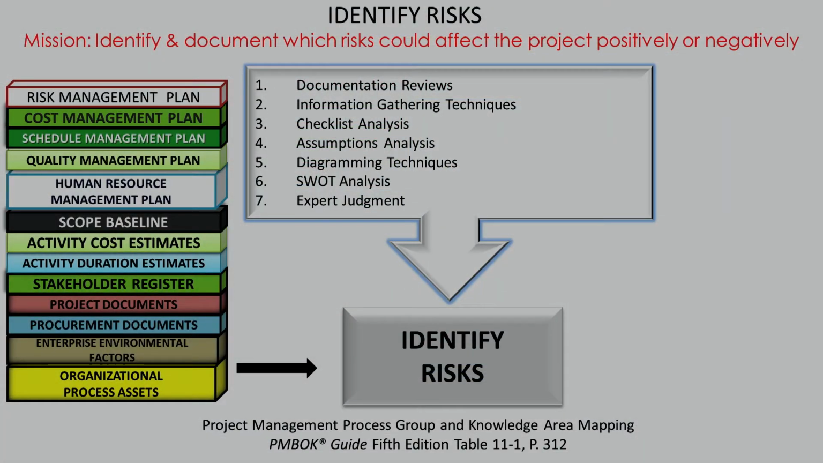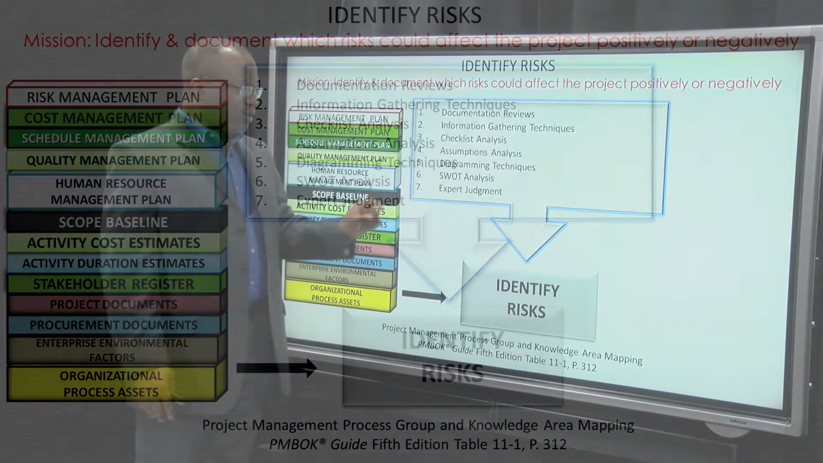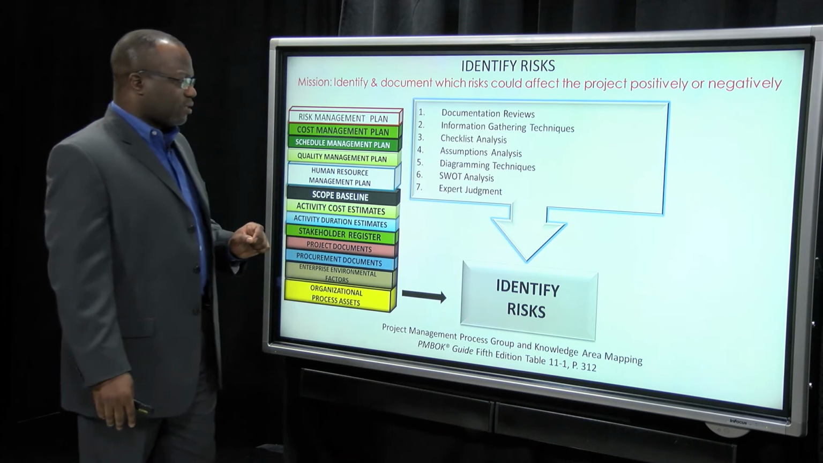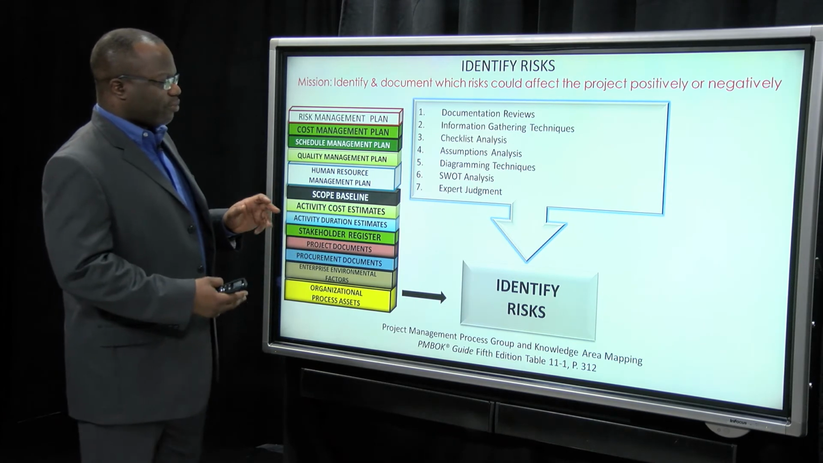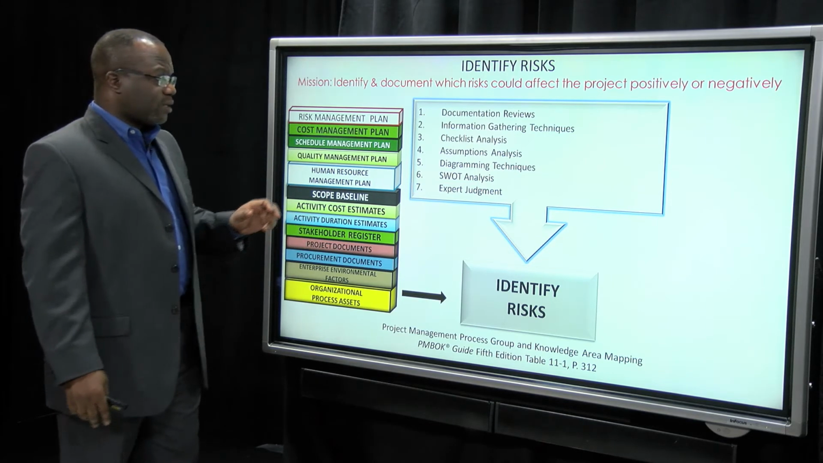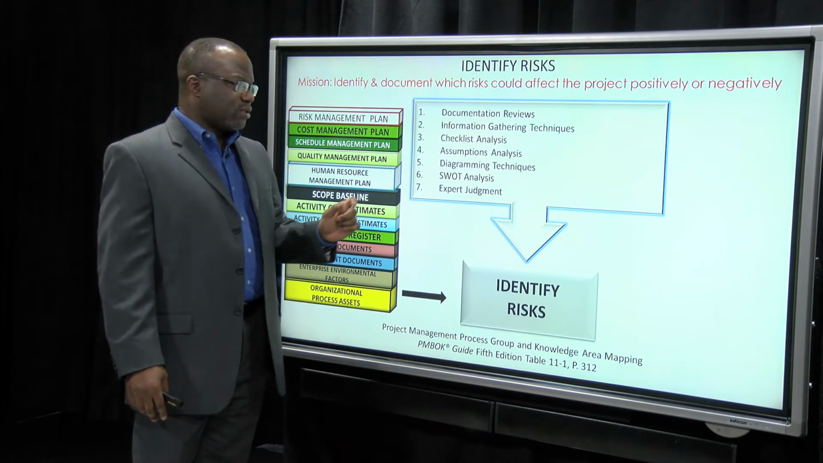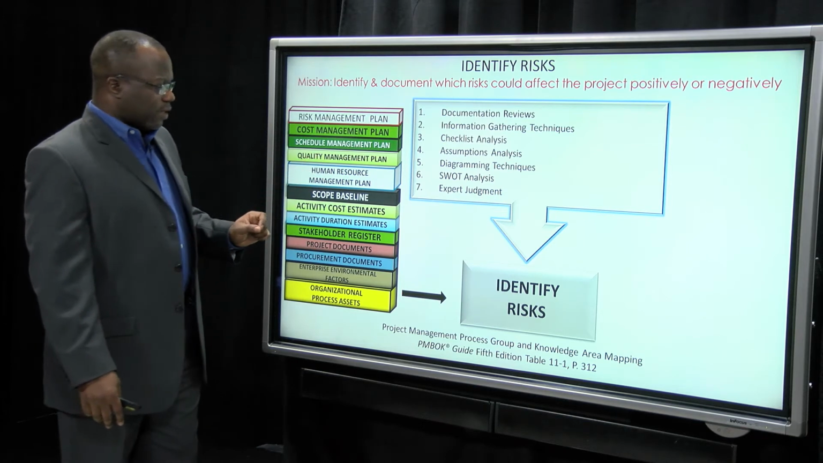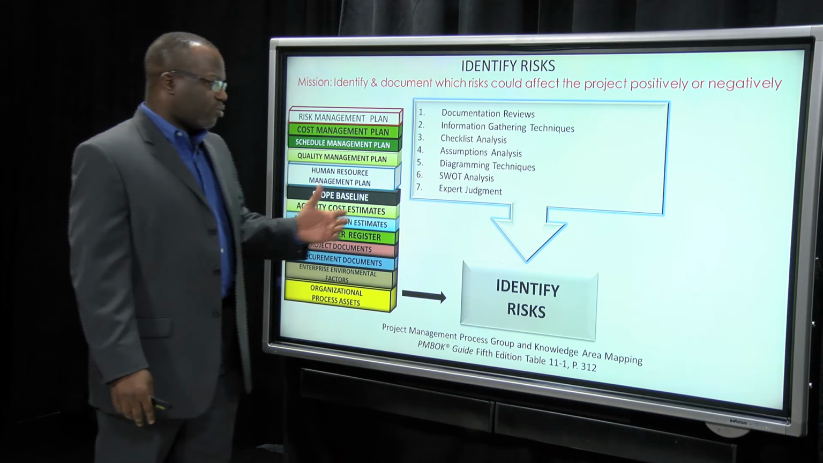We've got information gathering techniques, the easy ones we remember, questionnaires and surveys and interviews, of course. Checklist analysis, using a checklist as a basis for identifying risks. So if you've got a list from a previous project of certain risks you identified, you could use that checklist as a way of identifying risks on a current project.